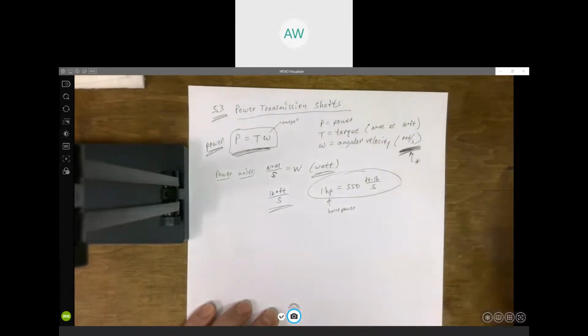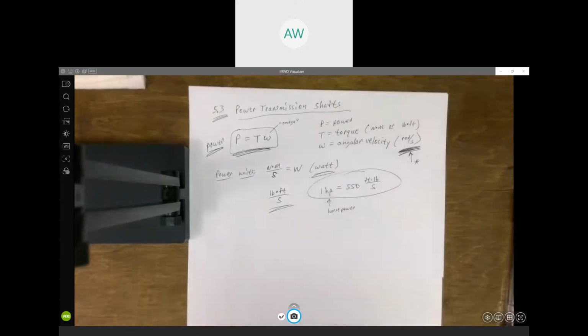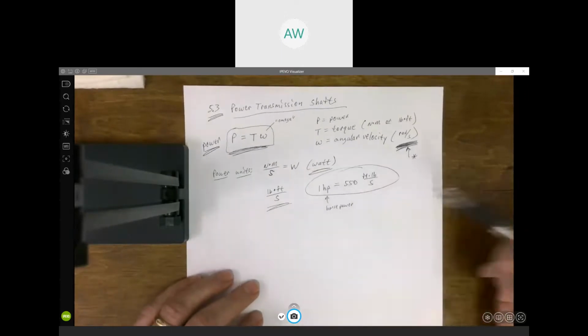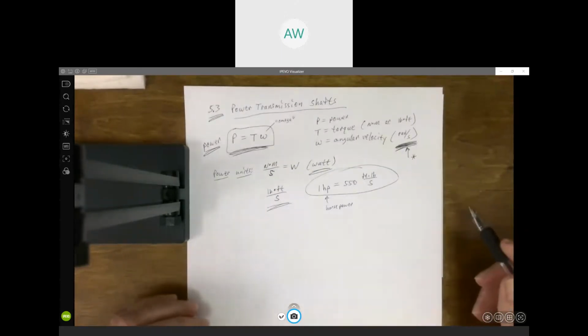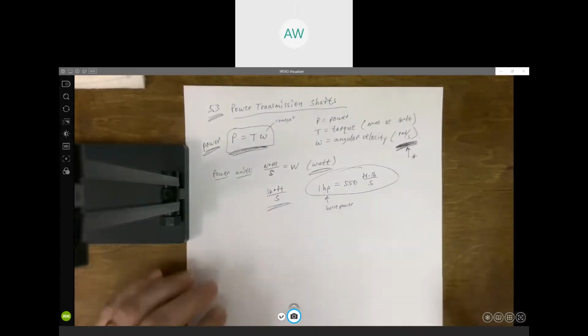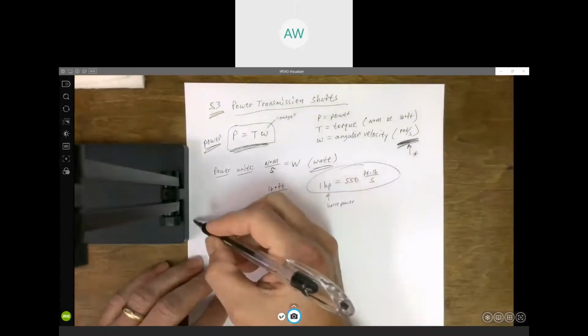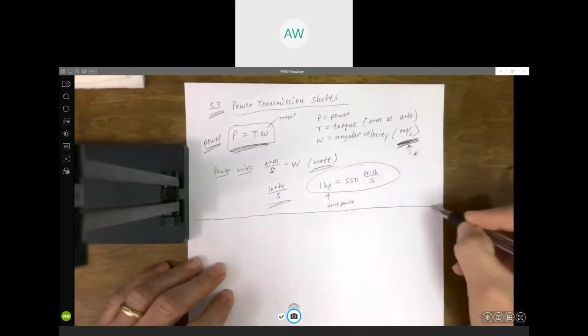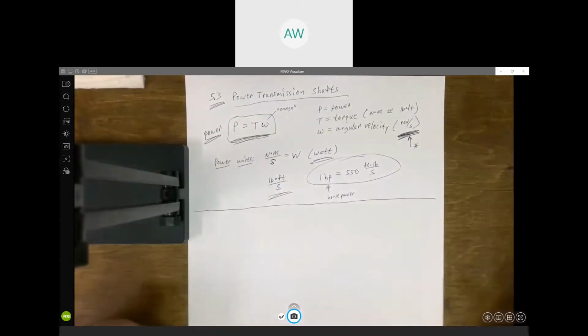You'll say this thing's delivering 2,000 horsepower. Now, you need to know what the conversion between horsepower and foot-pounds per second is. All right. So that's all we need to solve any of these problems related to power transmission shafts. Any question at this point before we work a problem?